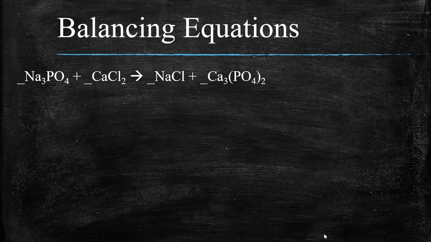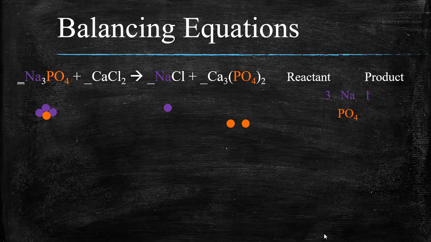Let's do the last one again, but since the phosphate is present on both sides, I'm going to treat it as a single entity. I'm going to look at my reactants and products. 3 sodiums in the reactant, 1 on the product side. Now I'm going to look at the phosphates. When I do that, I see that I have 1 on the reactant side and 2 on the product side. Go to the calciums, where we have 1 and 3, and then the chlorides, where I have 2 and 1.